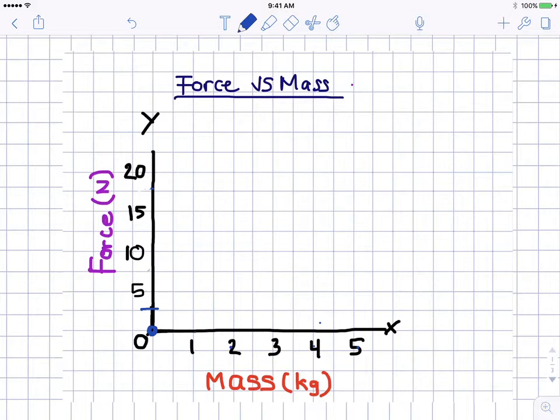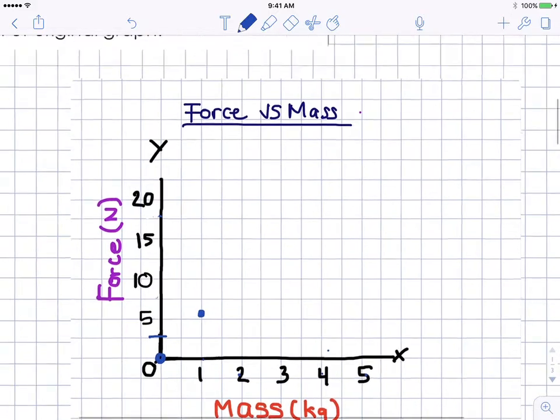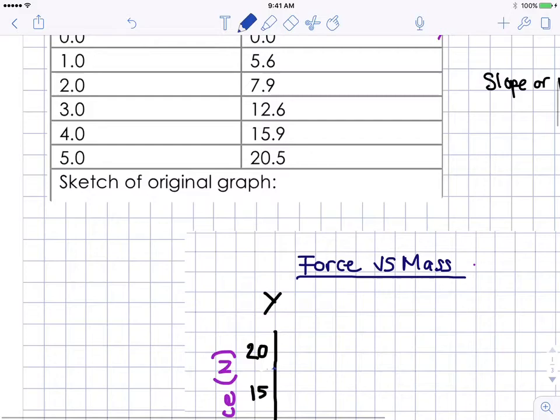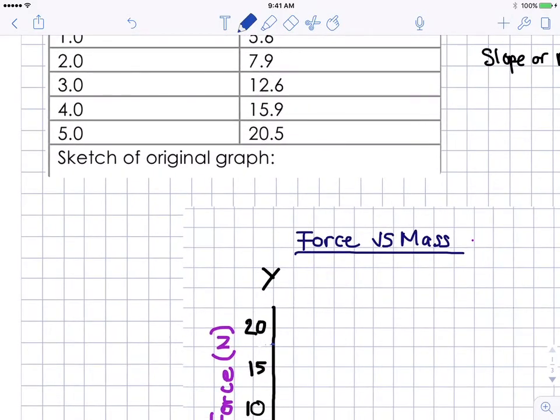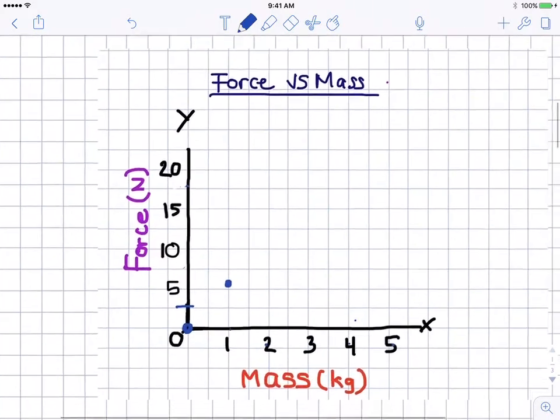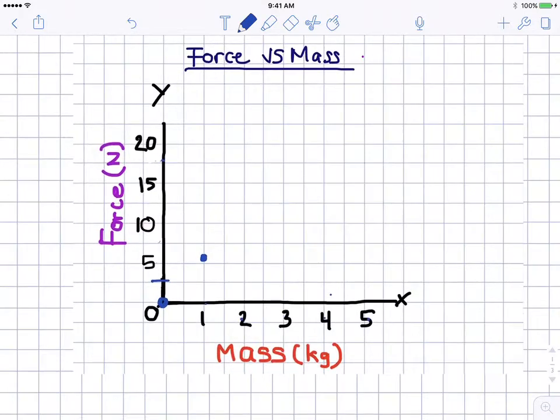So our first data point is 1, 5.6. So we look at the 1 as our x, and then we go up just slightly above that line, and that's 5.6. Remember, it doesn't have to be exact because we're making a best fit line. But you want it to be very close to the correct points. So then we have 2.0 and 7.9. Now remember, this line here is 7.5. So 2 and then 7.9. So I'm just going to put it right about there.